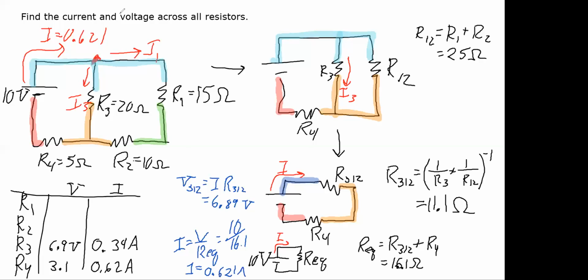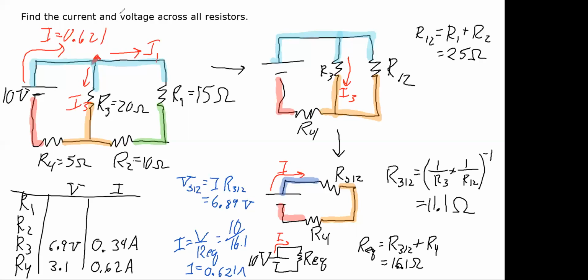The R312 and the R4 will not have the same voltage. Because they're in series, series have the same current, not the same voltage. I hope that clarifies that confusion. So yes, the R312 and R4 are in series, but they're going to have the same current. They're not necessarily going to have the same voltage.